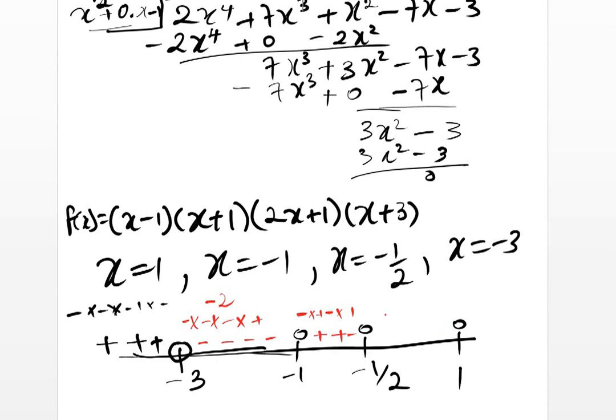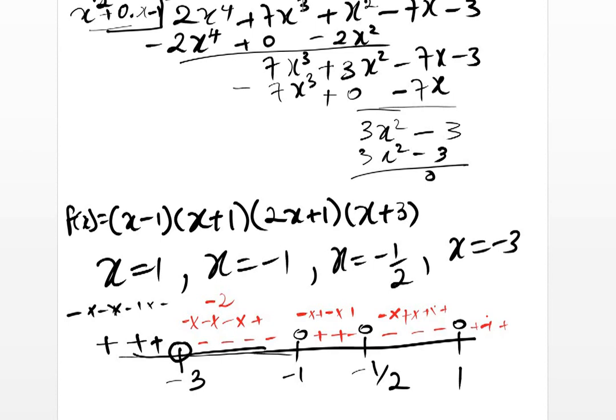Now between -1/2 and 1, we have positive half. Positive half minus 1 is negative. The other factors are positive, so all of that gives negative. Now greater than 1, take 2: positive, positive, positive, all through here.